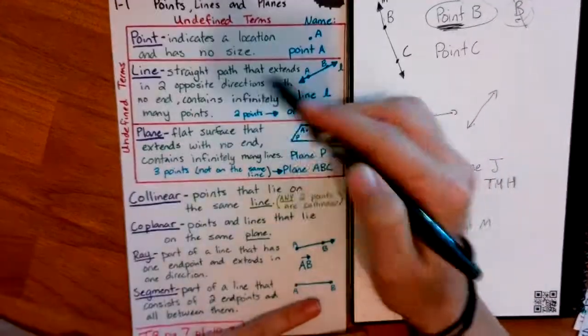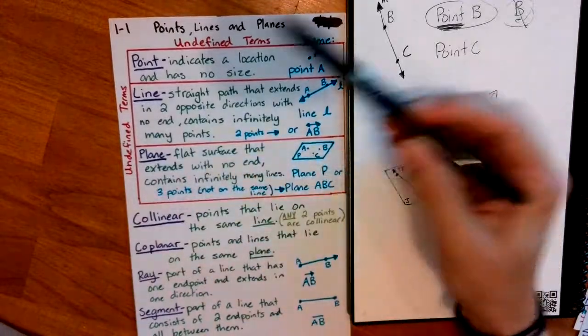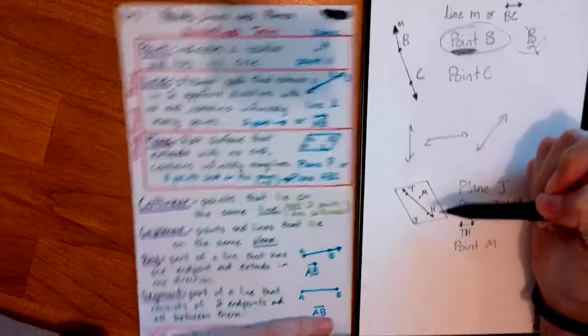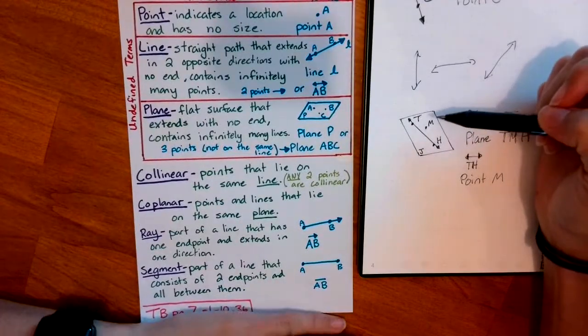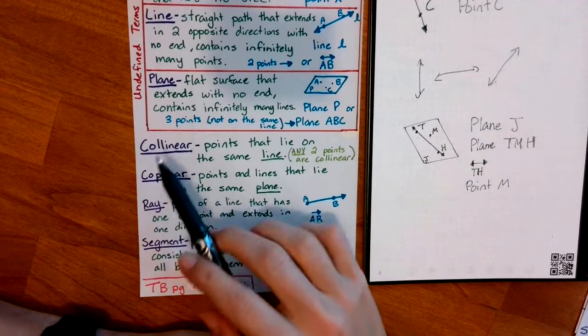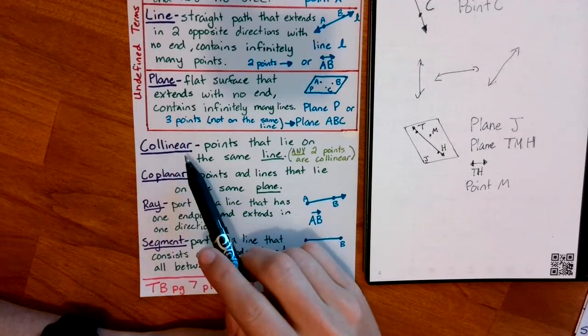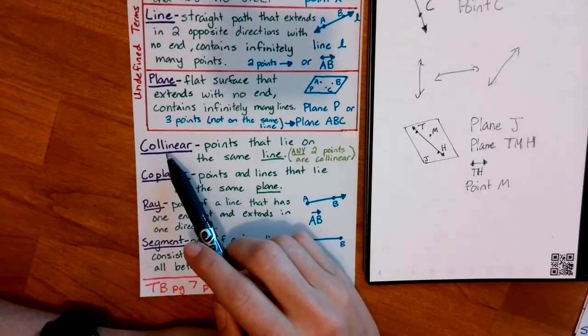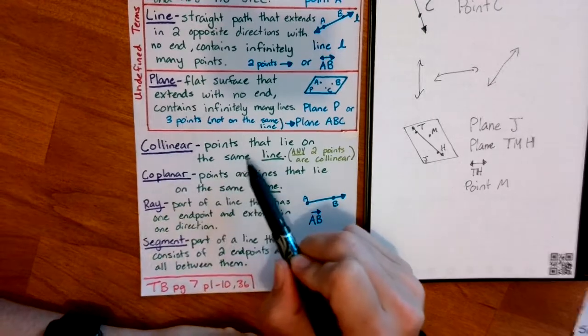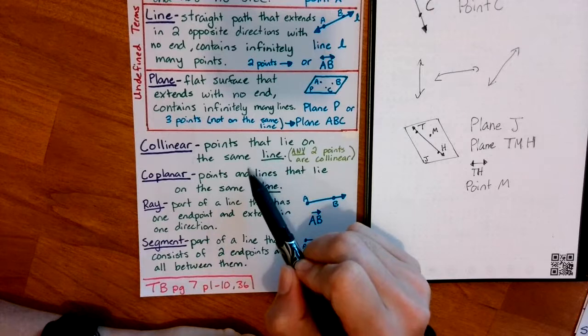Next up, so those are our 3 undefined terms, okay? Those are the key things. Points, lines, and planes are the 3 undefined terms of geometry. Next up, we have defined terms that are just keywords for geometry. The first one being collinear. And think about what linear means. It means line. So to be collinear, it's points that lie on the same line, okay?